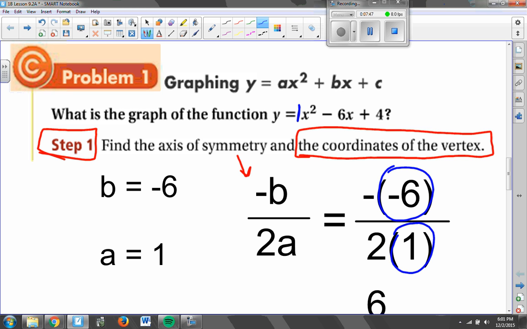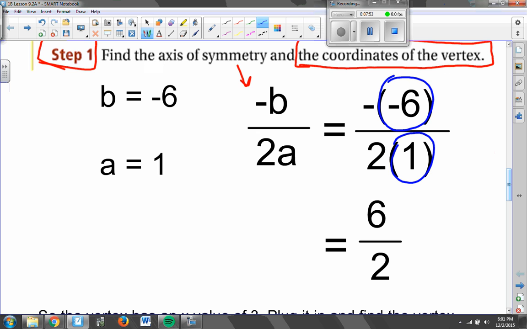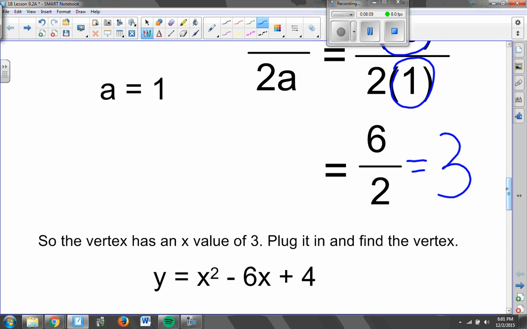Okay. So negative 6 on the top. Negative times negative makes it a positive 6. 2 times 1 obviously just becomes 2. So I end up with 6 over 2, which equals 3. Okay, equals 3. So let's remind ourselves what that tells us. Now, it tells us that the vertex has an x value of 3.